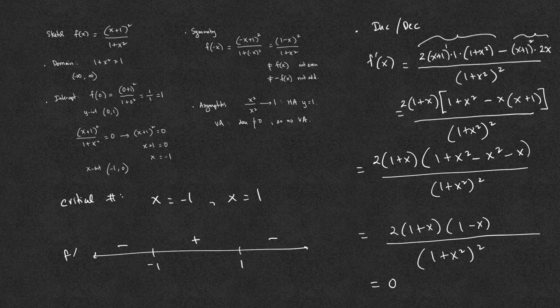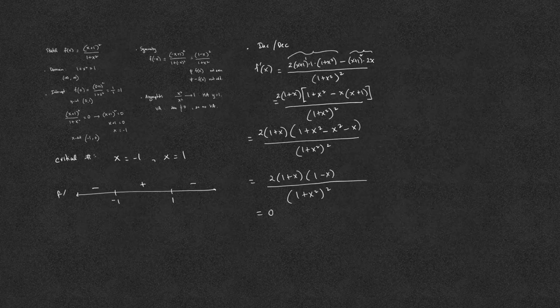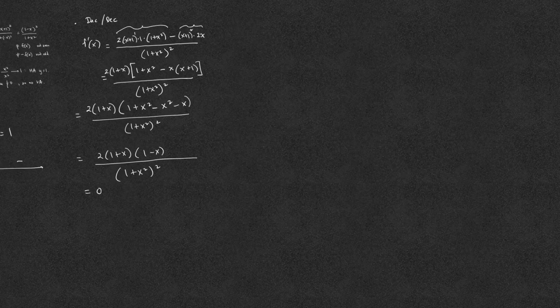The function is decreasing and then increasing and then decreasing. We also see that the function f has a local minimum at x equals negative 1 and a local maximum at x equals 1. All these from the first derivative. To determine the intervals where the function is concave up and concave down, we would need the second derivative.